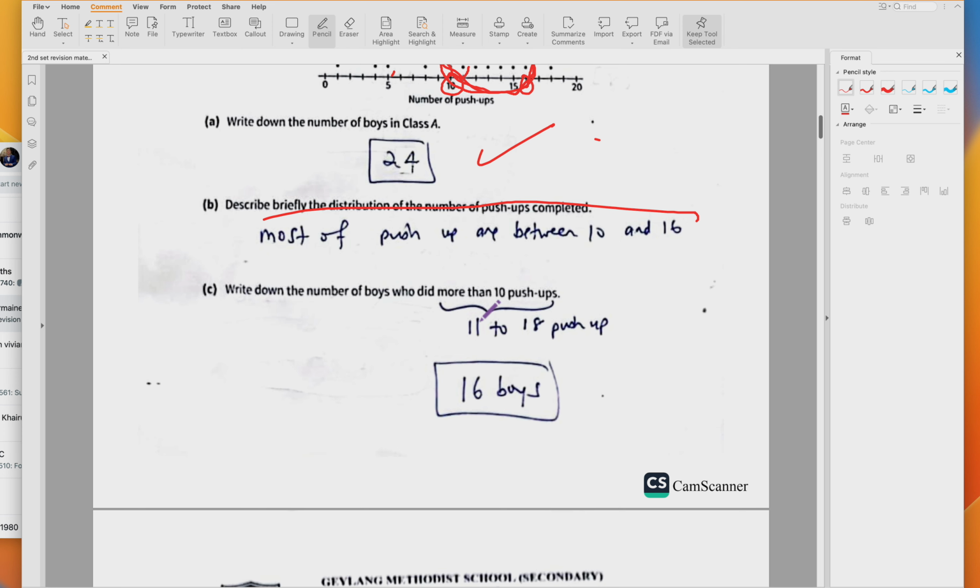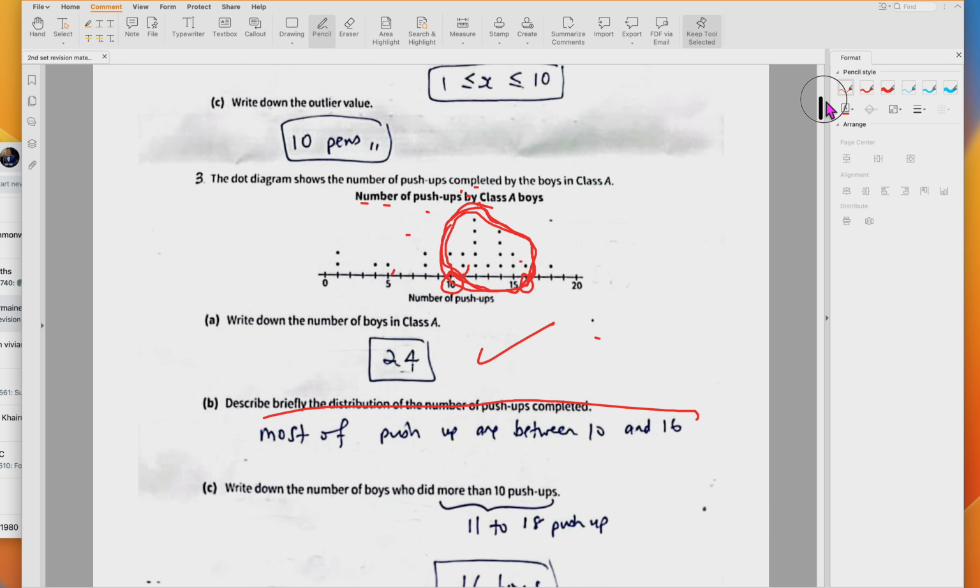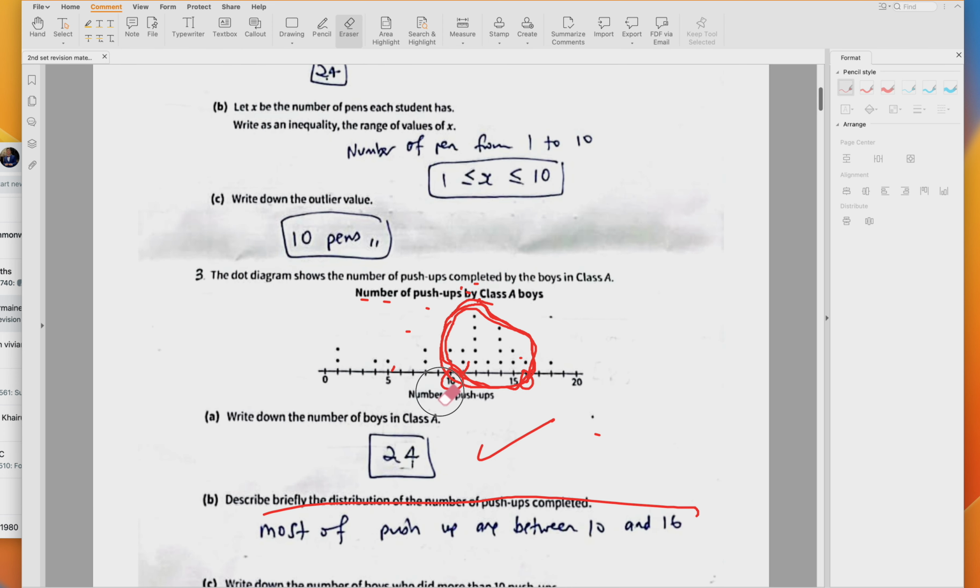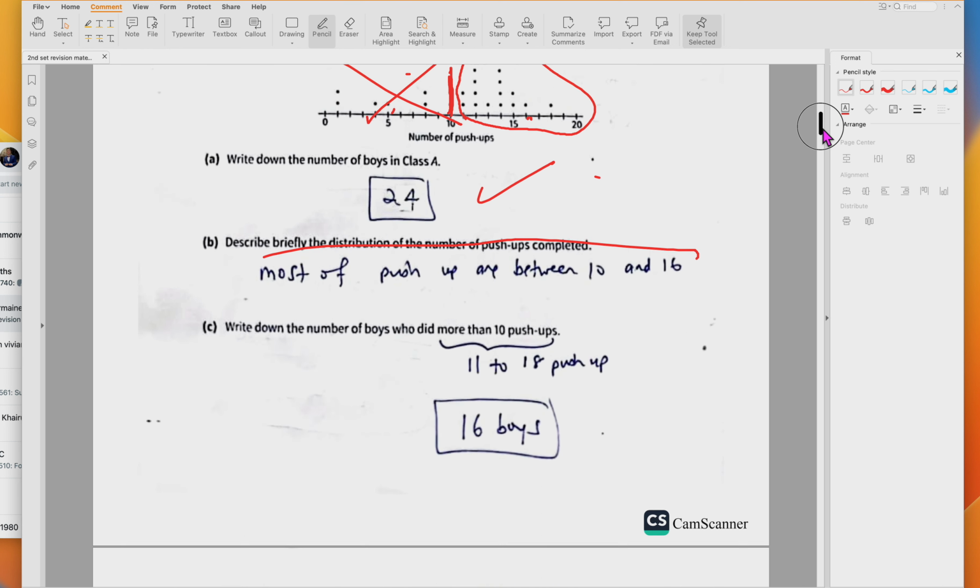Write down the number of boys who did more than 10 push-ups. More than 10. So you know what's the meaning of more than 10, right? Is 10 included? No. So here is 10, included or not included? Not included, so that means everything here is gone. So you only count the dots here onwards. Make sense? So that's it.